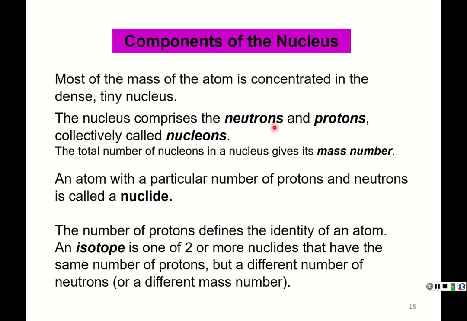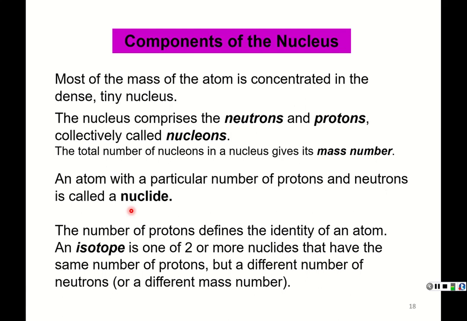The nucleus comprises neutrons and protons. They're called nucleons because they're members of the nucleus. The total number of nucleons gives the mass number, which is the superscript that precedes the letter of the element. An atom with a particular number of protons and neutrons is called a nuclide. So something that has a set number of protons and neutrons is just referred to as a nuclide.